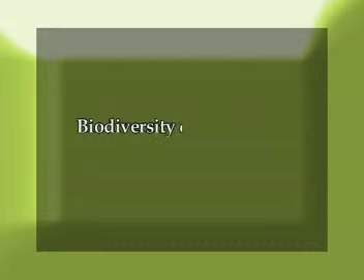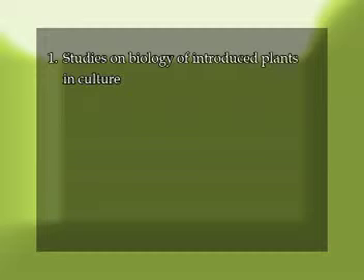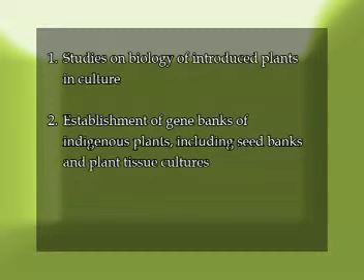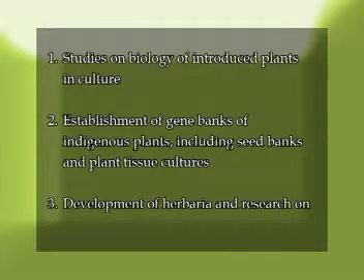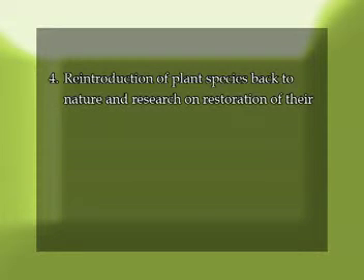The main activities of botanic gardens are: number 1, biodiversity conservation and related studies. Under this heading, the following points are to be studied. First, studies on biology of introduced plants in culture. Second, establishment of gene banks of indigenous plants, including seed banks and plant tissue cultures. Third, development of herbaria and research on plant systematics. Fourth, reintroduction of plant species back to nature and research on restoration of their natural habitats.